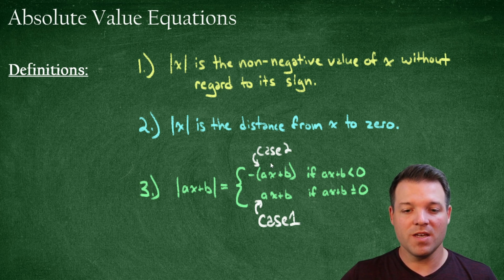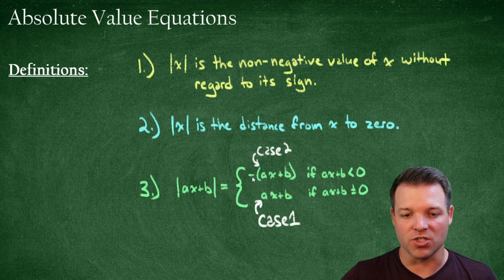However, case 2, the upper half here, if ax plus b was less than 0 or negative, then we need to change it into its non-negative form. So what do we do? Well, we're just going to multiply it by a -1, essentially, right? To turn it into a positive, to get to that positive version or non-negative version of itself. Okay, so there we go. Those are the three definitions that we're going to cover today.